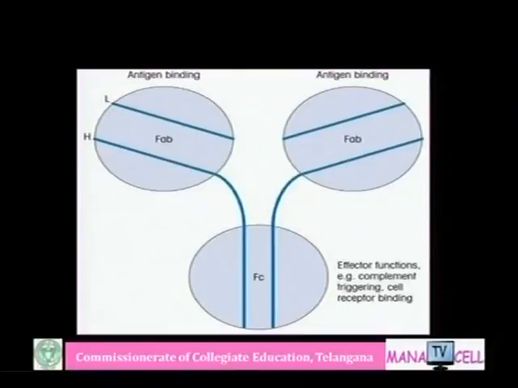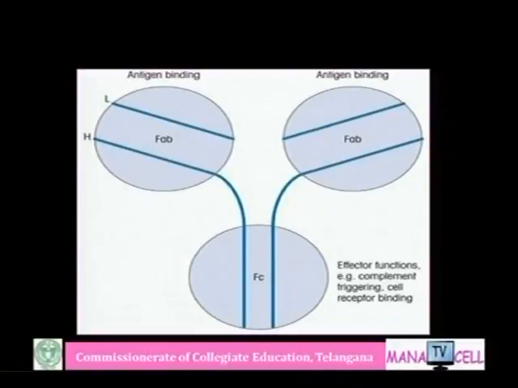So, these are the two basic parts present inside the immunoglobulin. This FAB, also called the FAB and FC portion. The FAB portion is involved in binding to the antigen or the pathogen, whereas the FC portion is involved in the other effector functions like complement activation, opsonization and neutralization, or receptor binding processes. So, this is the basic structure of the immunoglobulin.